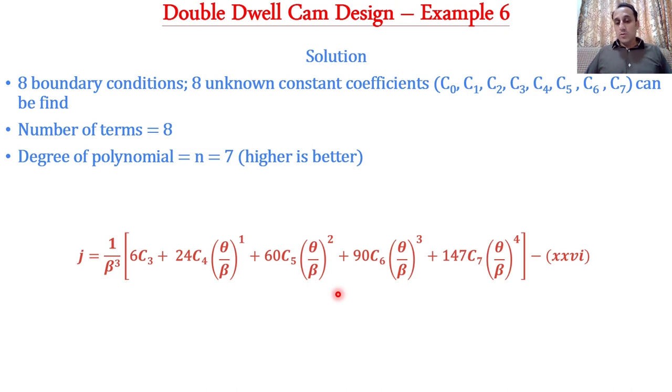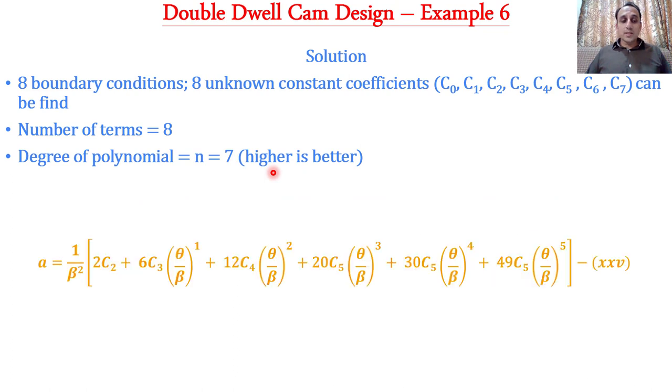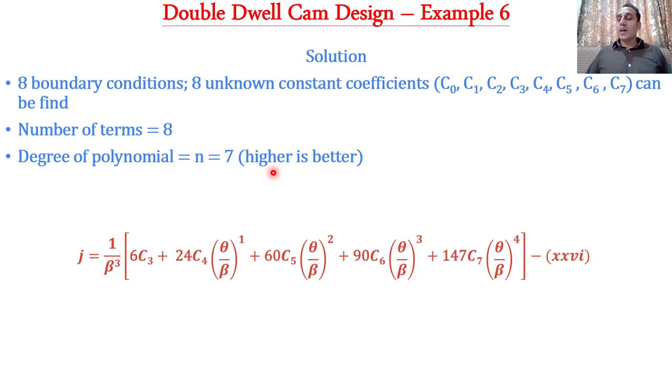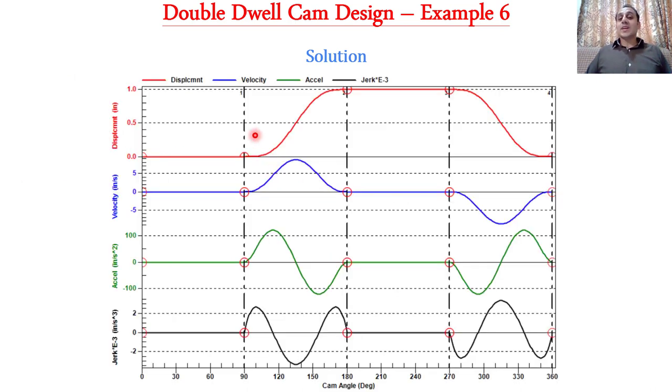Now we will insert the boundary conditions one by one, and we will find the values of the unknown coefficients C0, C1, C2, C3, C4, C5, C6 and C7. And then we will insert those values of the coefficients in what? In these equations of S, V, A and J. In this way, we can have the displacement, velocity, acceleration and jerk functions available with us. And using those functions, we can get this SVAJ diagram.